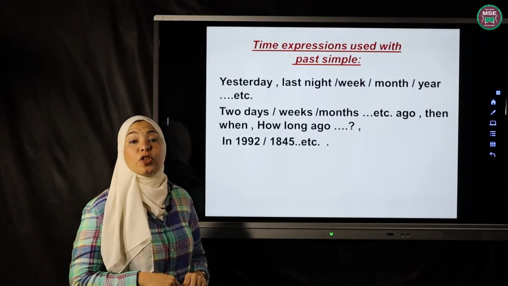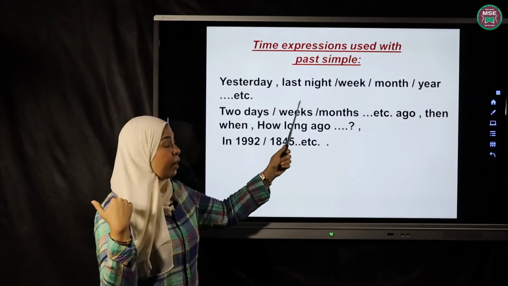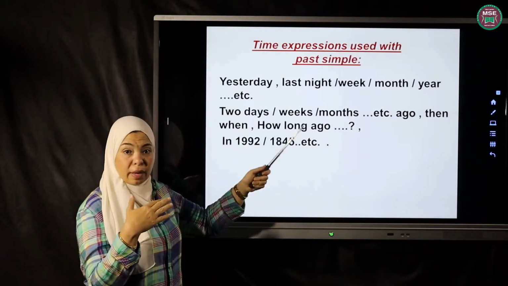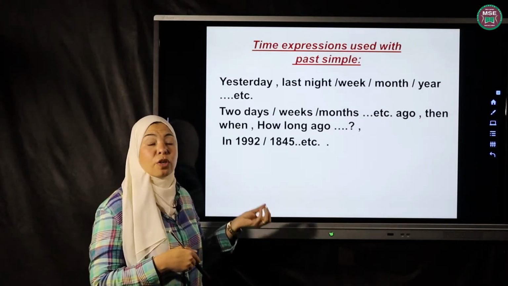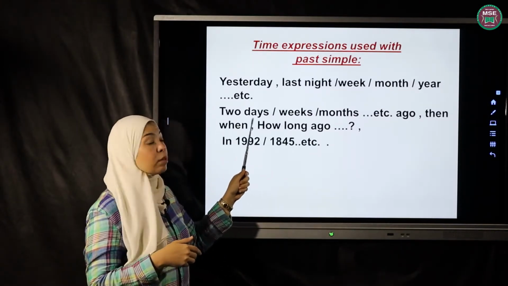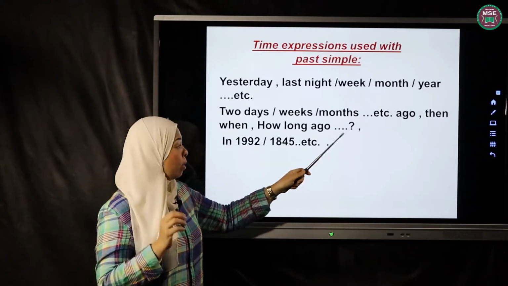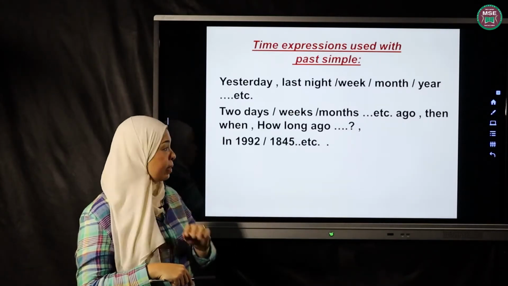The time expressions used with the past simple form. Of course, you know them: yesterday, last night, last week, last month, last year. Anything which is related to the past, I can use it as a time expression to express the past simple tense. Two days ago, two months ago, two weeks ago. Okay, so "ago" is very important, which refers to a past state.